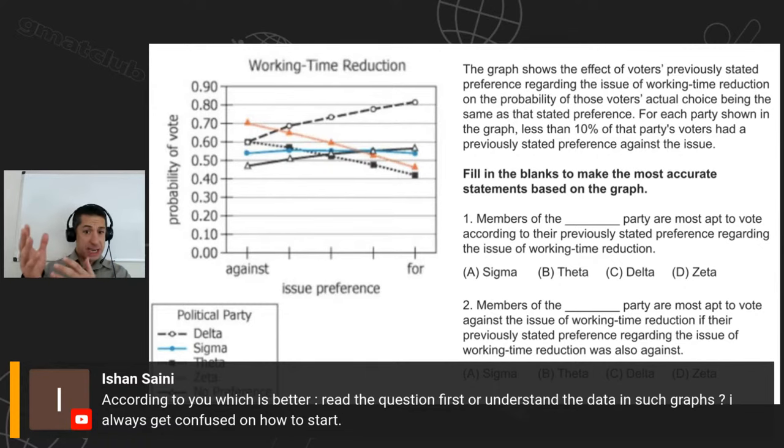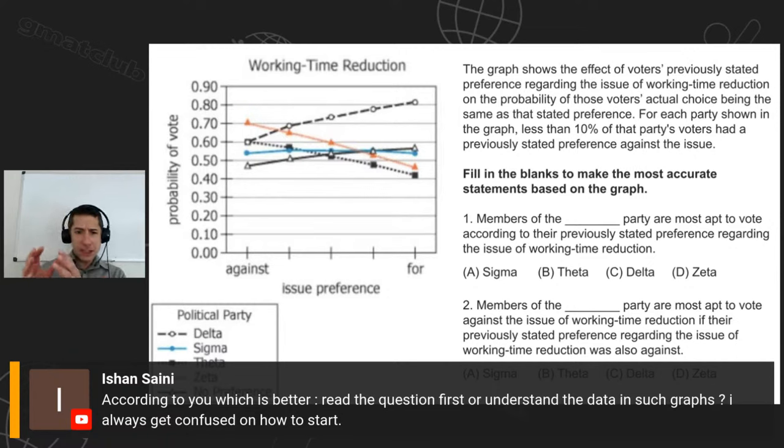So in this case, I'm going to look at this and go, okay, can I glance at this graph and make sense of it? Working time reduction against issue preference versus probability of vote. Frankly, at a glance, the first time I look at just the chart, I go, okay, I'm not quite sure what that's talking about. And then I read that paragraph: the graph shows the effect of voters' previously stated preference regarding the issue of working time reduction on the probability of those voters' actual choice being the same as that stated preference. What the heck? Horrible writing, right? Again, by design. Welcome to the data insights experience at its most ridiculous. Not every question is like this, but this is really hard to decipher.